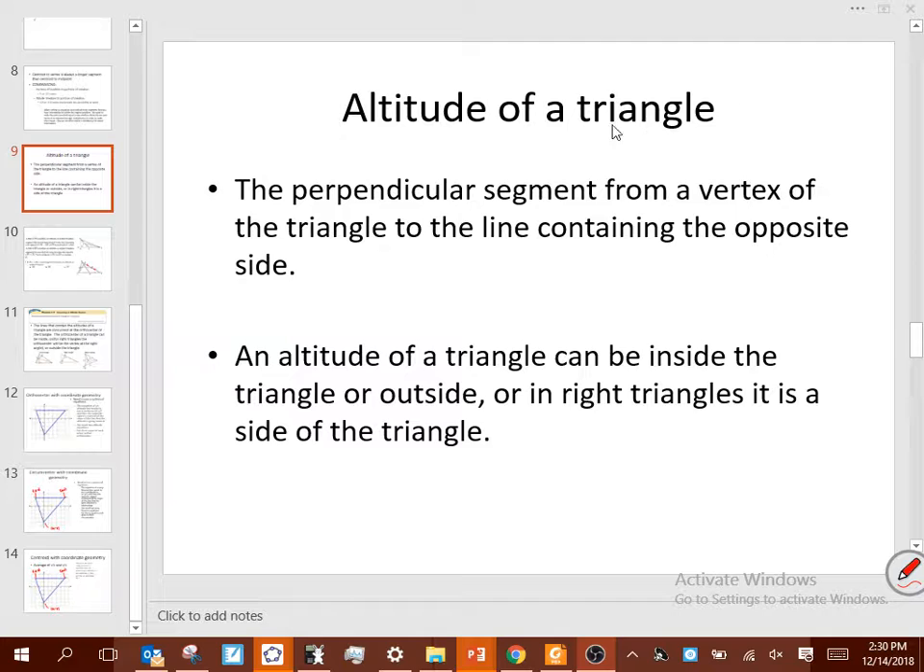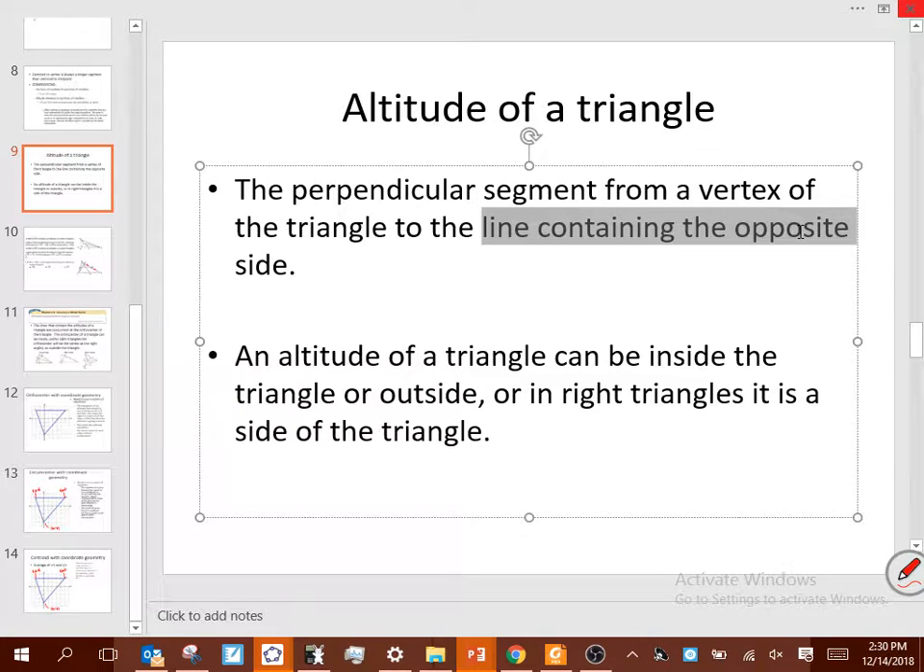This is a very, very important phrase right here: the line containing the opposite side. We need to realize that it's not just the opposite side, because there will be situations where, if I just look at the opposite side of a triangle, there will never be a line from my vertex perpendicular to it. I'll give you that example here quickly in a moment.